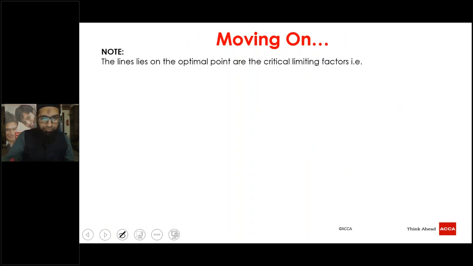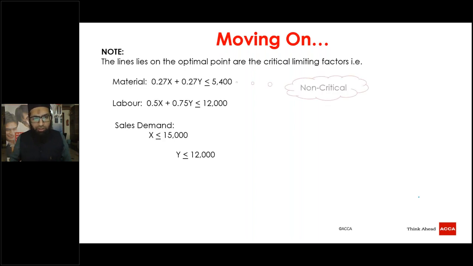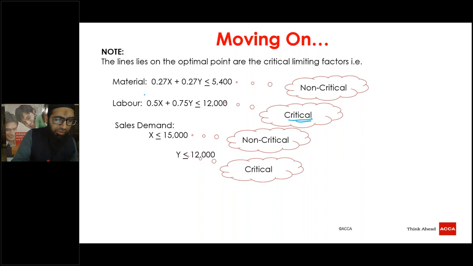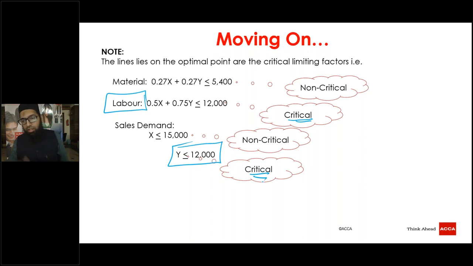Now, it is important to note over here that the lines that are on the optimum point will be known as critical limiting factors. So the lines were labor and demand of Y. Both of them are critical limiting factors.